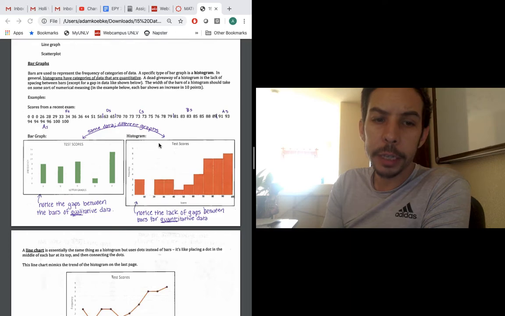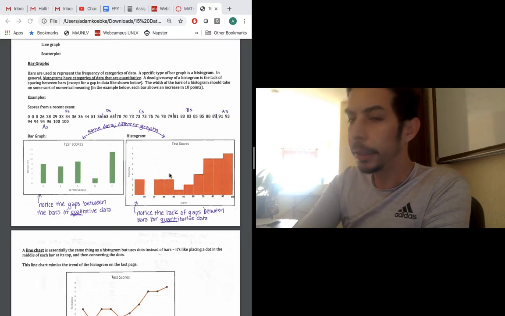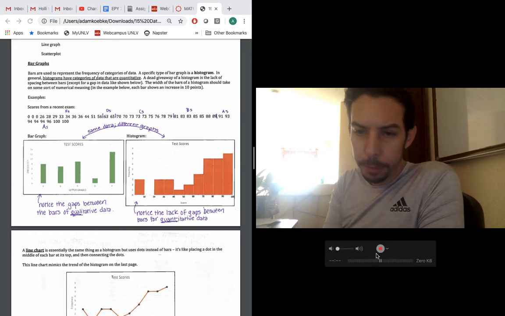Another thing I'll mention is that in a histogram, it's very important that we take the data and write it out in terms of frequency. And so oftentimes what you'll see, switch this over.